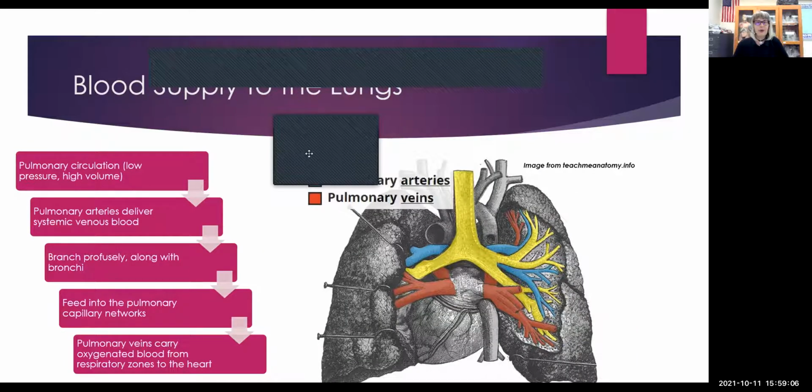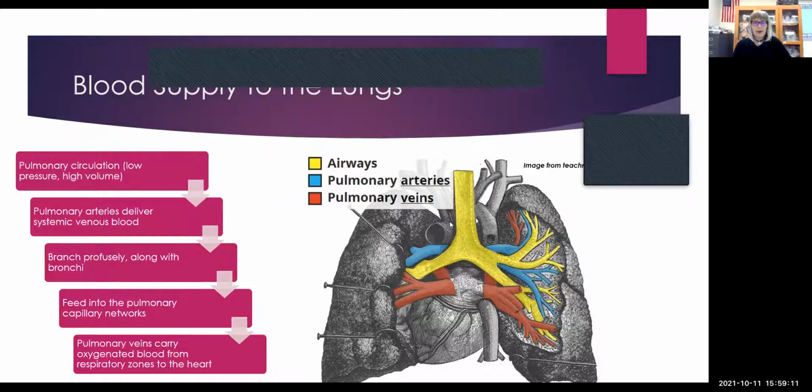So basically what you need to remember is that the airways are going to be bringing the oxygen to the lungs. The pulmonary arteries are bringing deoxygenated blood from the right side of the heart. And the pulmonary veins, 2 from the left and 2 from the right, are bringing freshly oxygenated blood from the alveoli to the capillaries, from the capillaries to the pulmonary venules and pulmonary veins, entering that left atrium and ventricle.